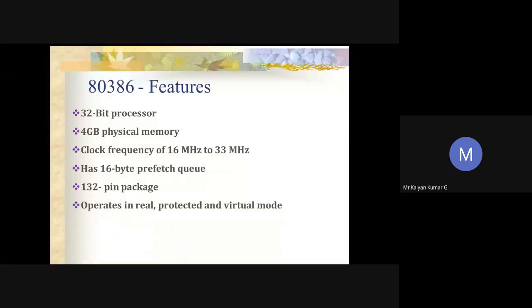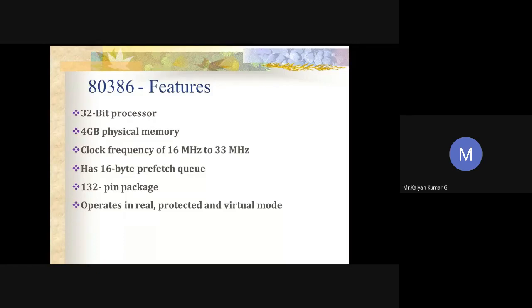Now the clock frequency. It has been rapidly scaled to 16 megahertz to 33 megahertz, whereas in the 8086 it is only about 5 to 10. This means there is a drastic increase in clock speed, so obviously the execution time will be reduced. And here we have a 16-byte prefetch queue, whereas in the 8086 we have only 6 bytes.